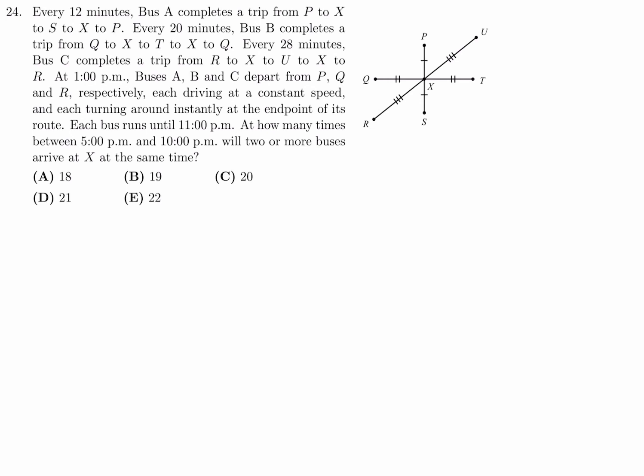Each bus runs until 11 p.m. At how many times between 5 p.m. and 10 p.m. will 2 or more buses arrive at X at the same time?